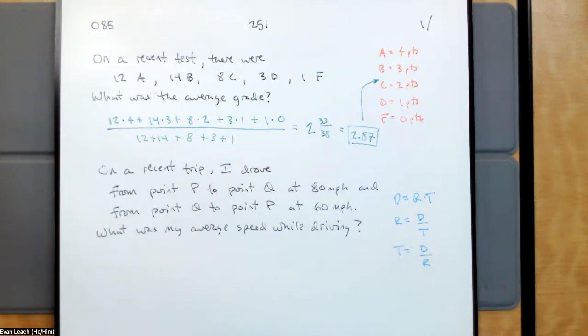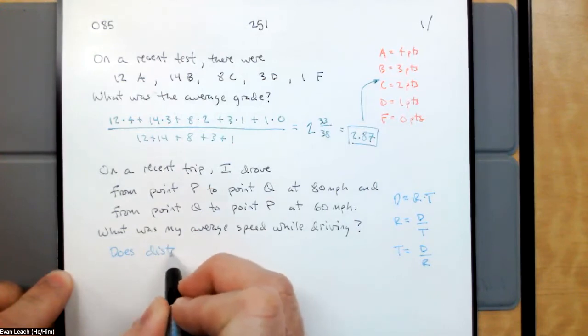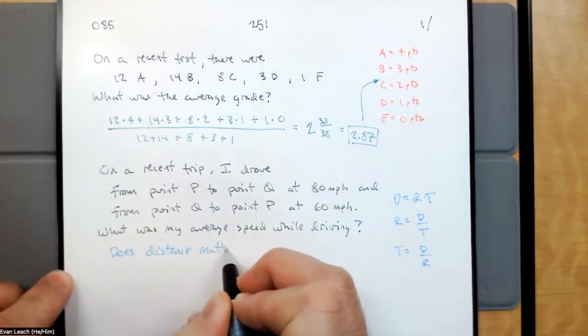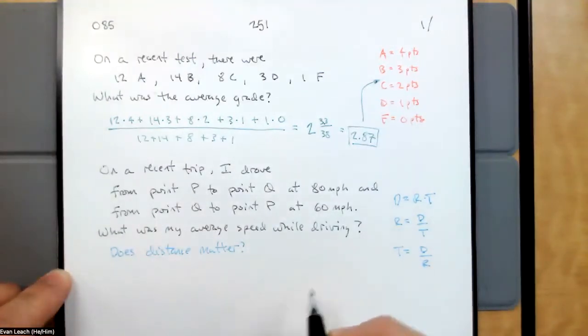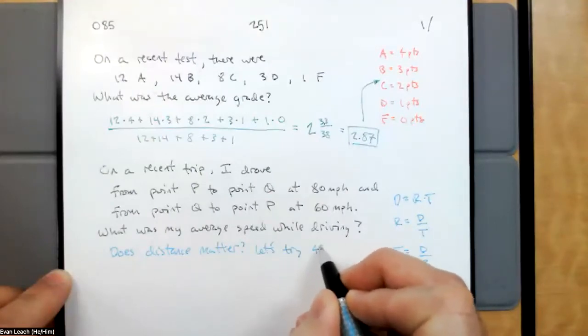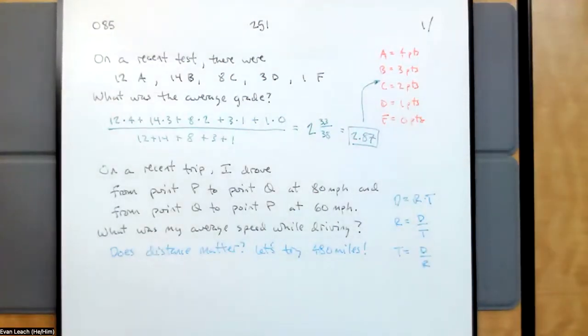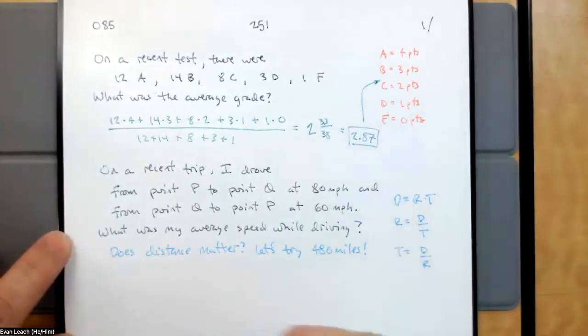So that's a great suggestion. We're worried that we're not given the distance. That should raise a question. Perhaps the distance doesn't matter. So we'll pick a distance. Actually, we can get away with a smaller one. We could get away with 240, but I'm going to use 480 anyway. So we might be like, oh, does distance matter? Let's find out. Let's try 480 miles, the distance from P to Q.